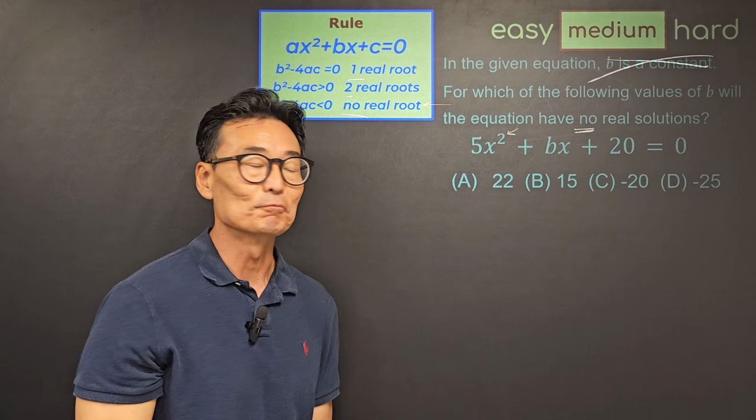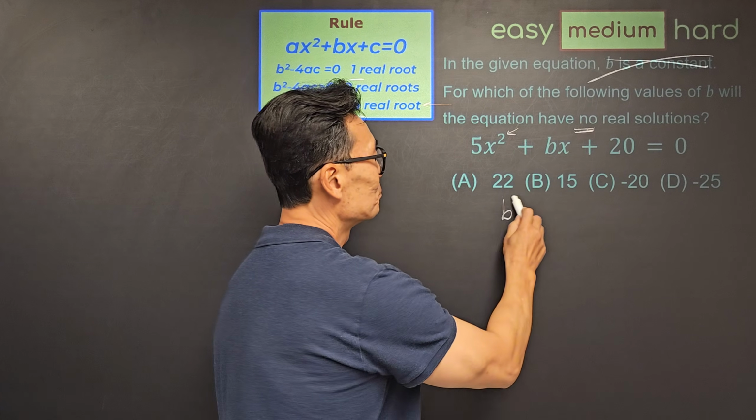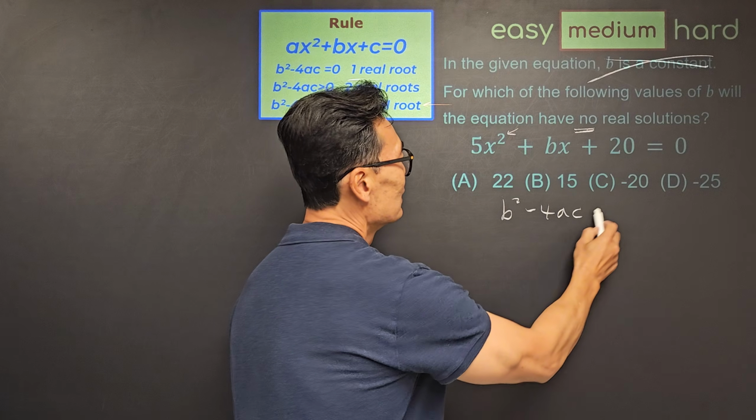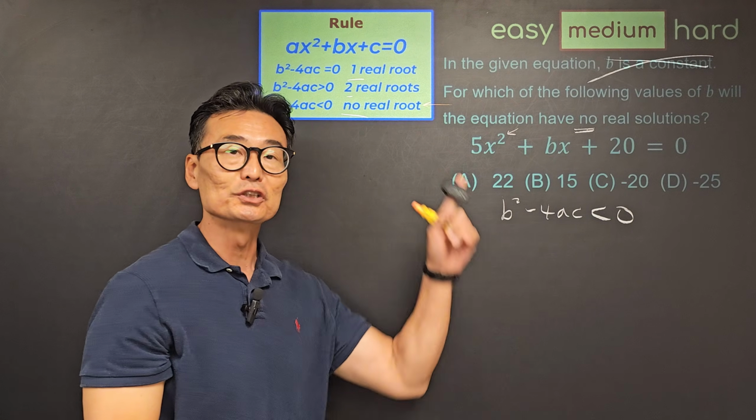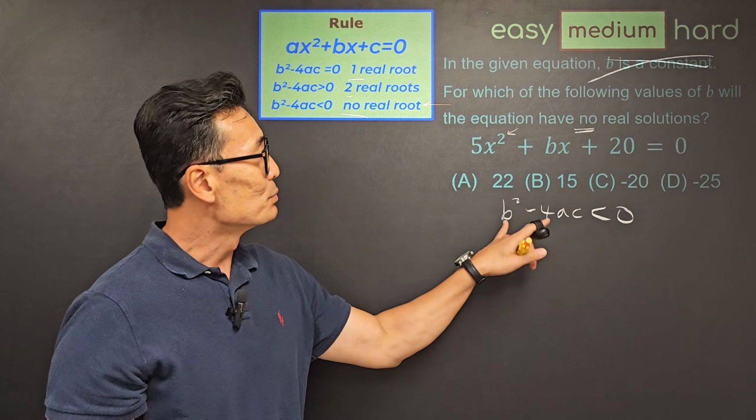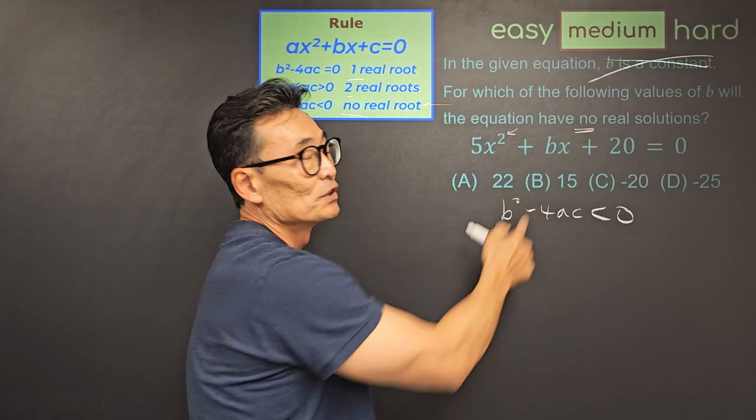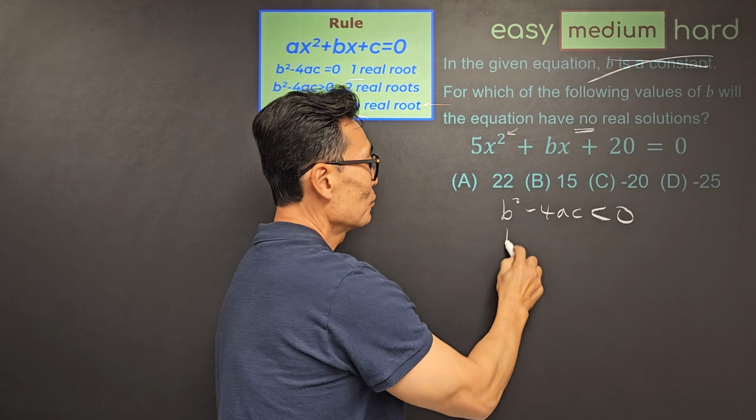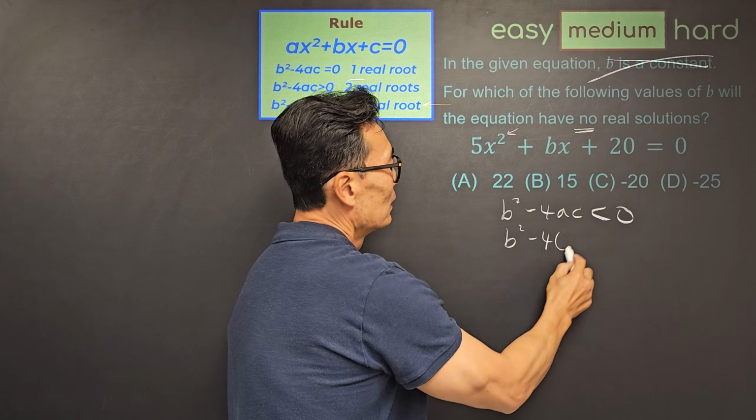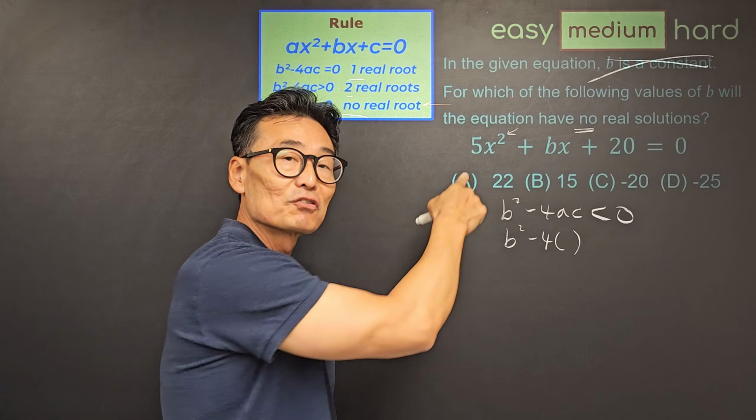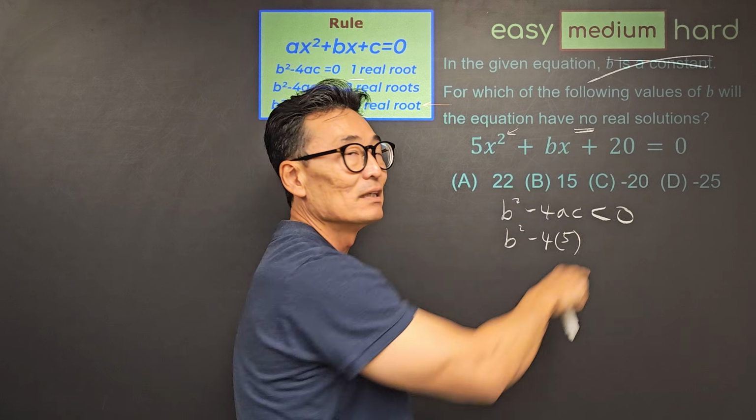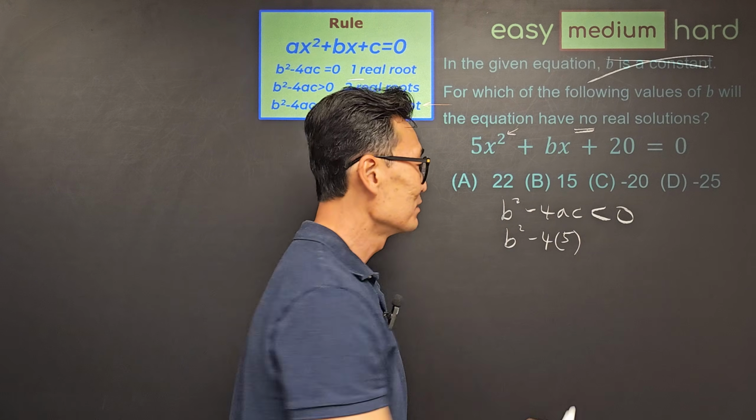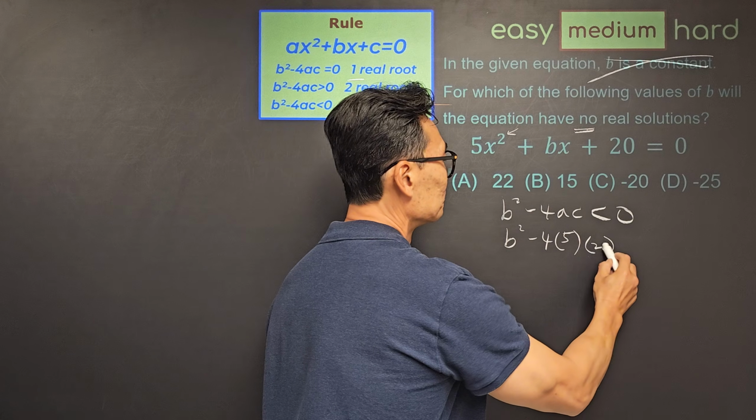So let's go ahead and set that up. First, I'm going to write down b squared minus 4ac is less than 0, as we had right here. By the way, you do need to memorize this. B is going to be the coefficient of x. In this case, b, of course, is what we're looking for. A is the coefficient of x squared, 5. And then c is the number by itself without an x next to it, which is 20.